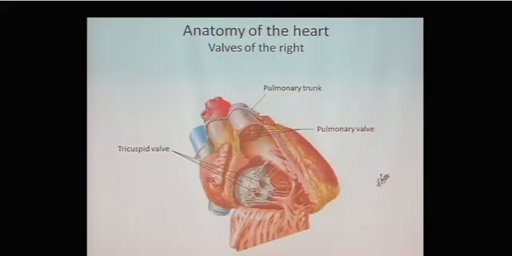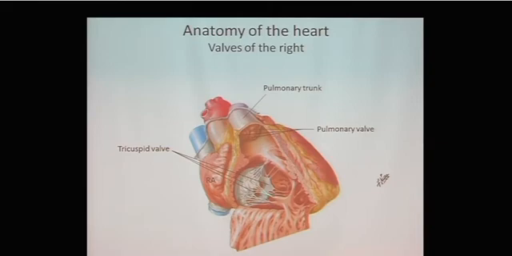So we get contraction of the atria first, a little delay, about a 40 millisecond delay, and then contraction of the ventricles to pump the blood out of the ventricles into pulmonary and systemic circulation. We'll talk a little bit more about the valves. Once again, right atrium, right ventricle, and the tricuspid valve, an orifice connecting the two chambers of the right side of the heart.